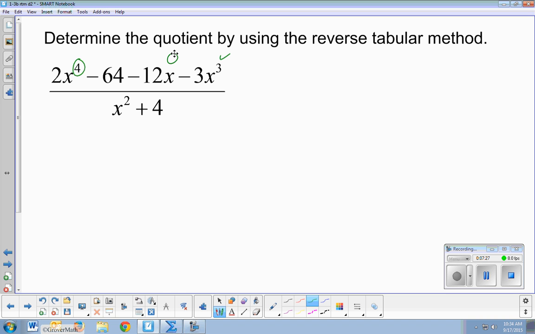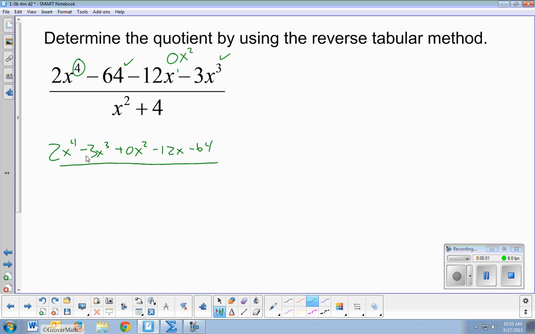So let's include a 0x squared. So it'll help us remember that there is an x squared term, it just happens to be a 0. Is there an x to the first term? Yes. Is there a constant? Yes. So it's out of order, and it has what I call a hole or a gap. So I'm going to rewrite this in order. It's 2x to the fourth, and then minus 3x to the third, 0x squared, minus 12x minus 64.